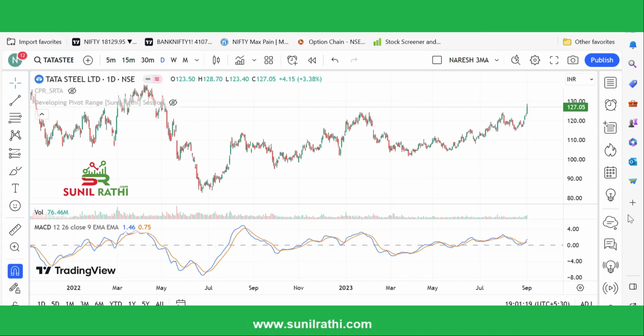Tata Steel. So as you can see on my screen, I have plotted the daily chart of Tata Steel. Let's perform some analysis and try to find out how this stock can move in coming days.